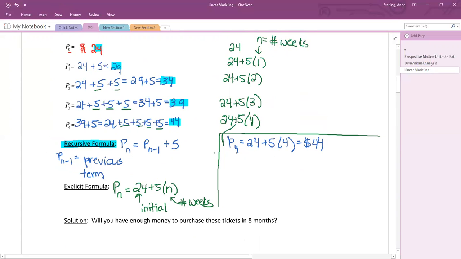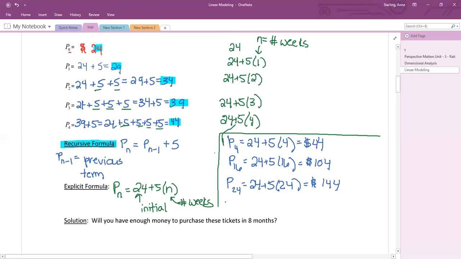So that's good news. The next part of the question asked us for P of 16. Do you think we'll have enough money at this point? So it's 24 plus 5 times 16, which gives me $104, but I didn't have to go back through all of them. Then if I do P of 24, that's 24 plus 5 times 24. So that's my number of weeks. And I come up with $144.